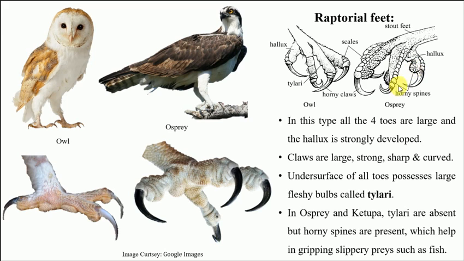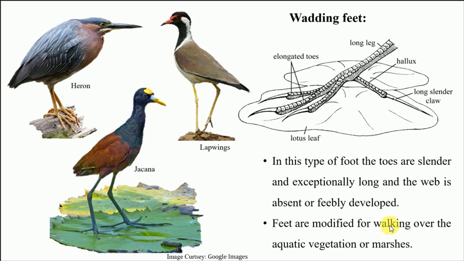So here in the diagram you can see the horny spines also there. So this is about the raptorial feet, which is the peculiarity of the carnivorous bird. The next one is the wading feet.